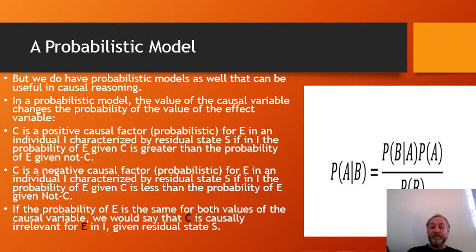So all it's saying is if you have that value of the causal variable, it increases the probability that you'll have a certain value of the effect variable. It doesn't guarantee it. And likewise, if it's a negative causal factor, that means it will decrease the probability of that value of the effect variable. And if the probability is the same in either case, whether you've got C or not C, then we'll say that C is causally irrelevant for E.